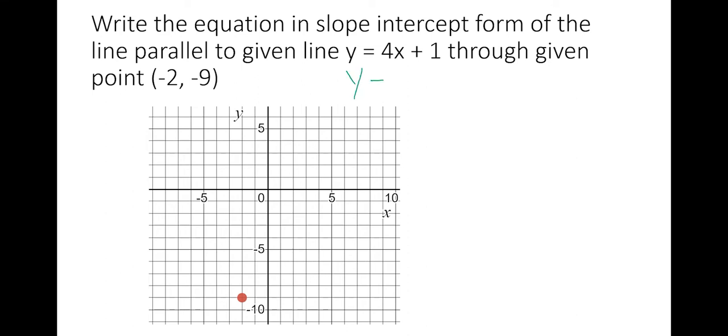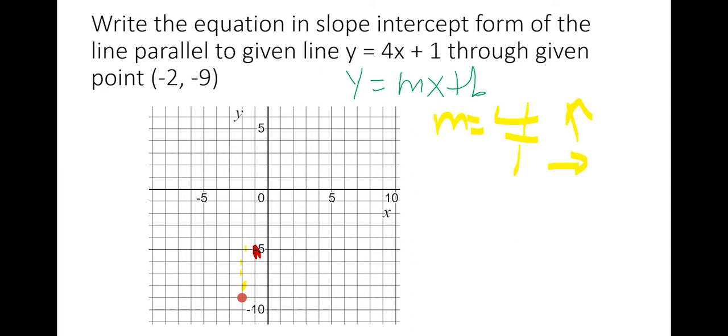This is y equals mx plus b. So m is 4. M is 4 over 1, we can say. Rise over run. So we go up 4 and right 1, from this point, -2, -9. So let's count. 1, 2, 3, 4 and right 1. So one point is right here. That's one point.